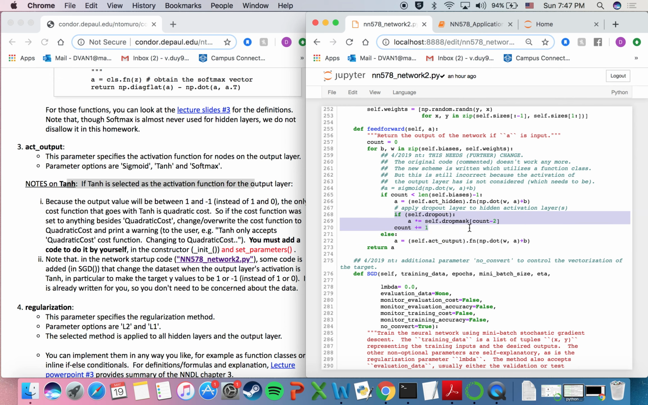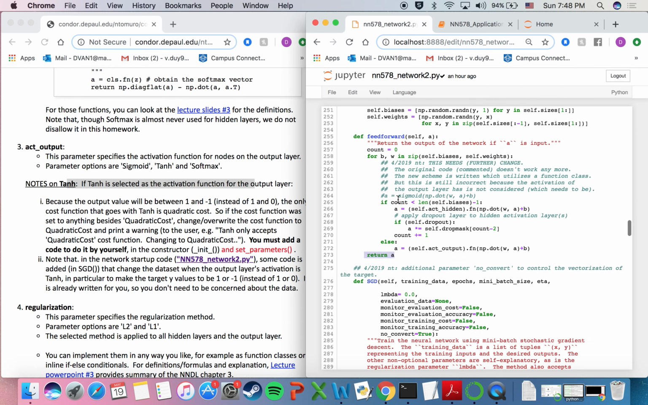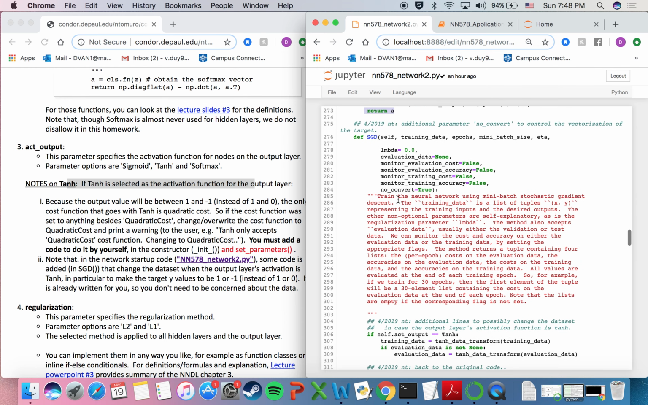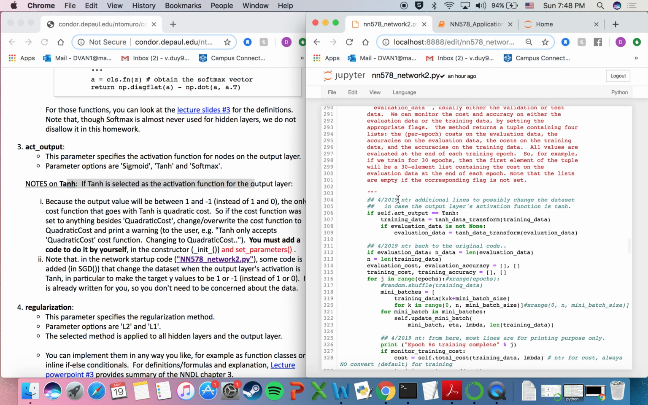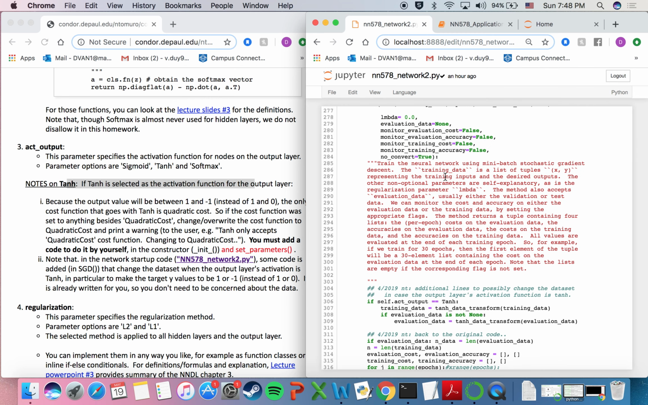If the dropout is true, then the activation is going to be multiplied with the drop mask, and the count right here is subtracted for true because it's going to be backward. Then it's going to return the feed forward. There's not much of a modification for the SGD since it's going to export the output.